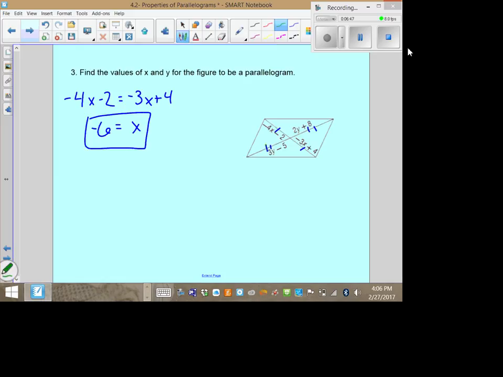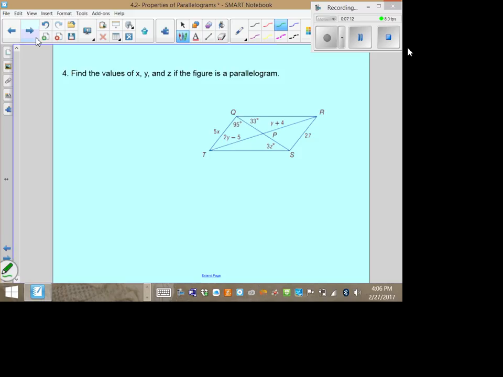Looking at our other pair, we're going to set 2y plus 8 equal to 3y minus 5. So we're going to add our 5 over and subtract our 2y over. We get 13 to be our y value. So note, that's just saying that bisecting sets the two equal to each other.